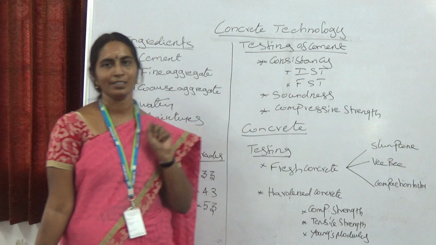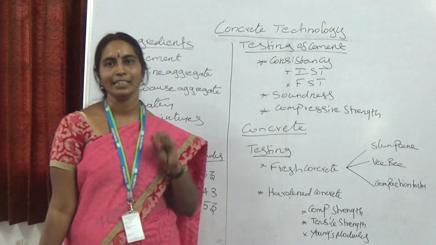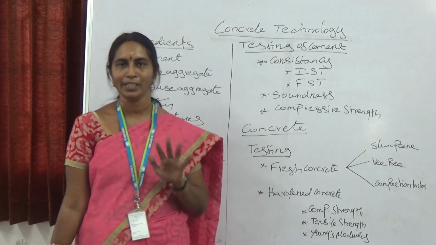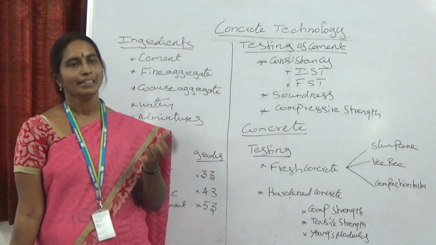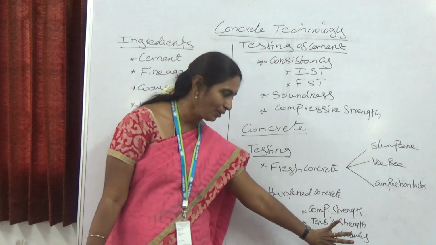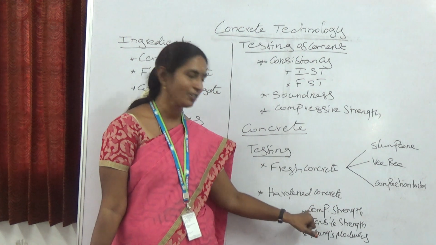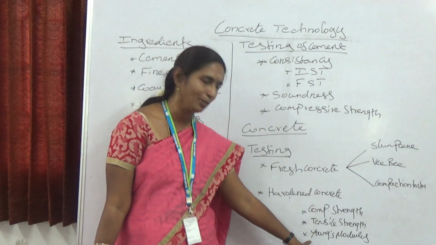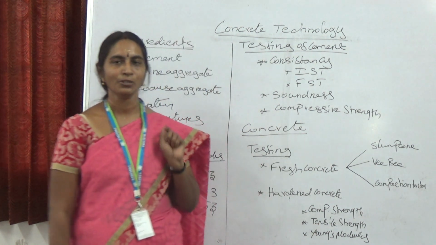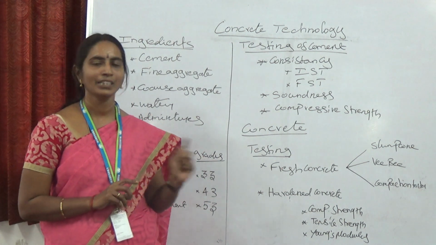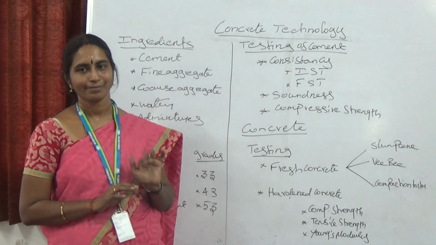The next one is Young's modulus of the concrete. We all know the Young's modulus of steel is 2 × 10⁵ Newton per mm square or megapascal. In the same way, we measure the Young's modulus of the concrete, and if we know the compressive strength of the concrete, we can easily find the Young's modulus, that is 5000 root of fck. So that gives the Young's modulus of the concrete.